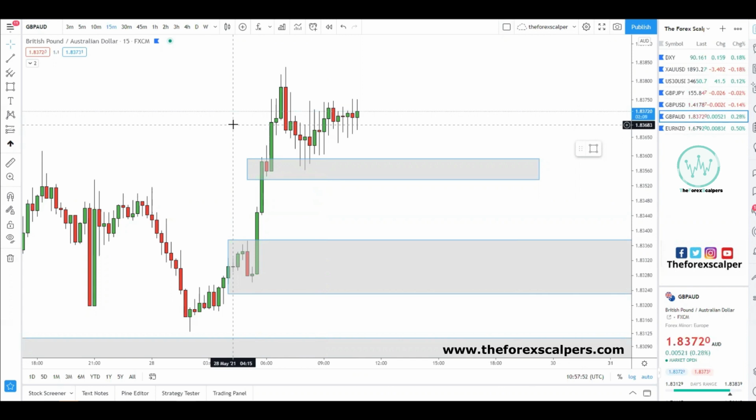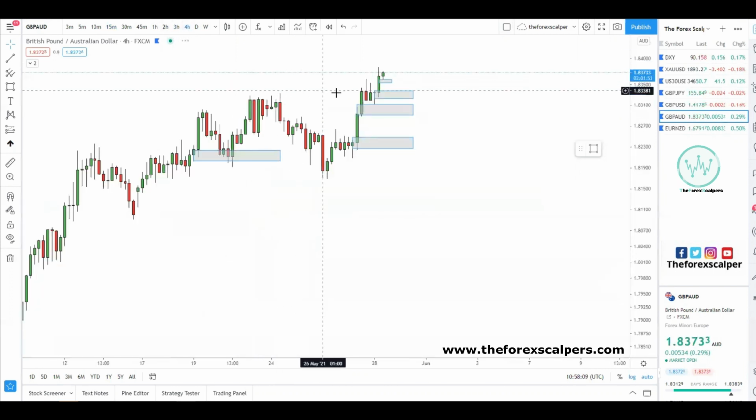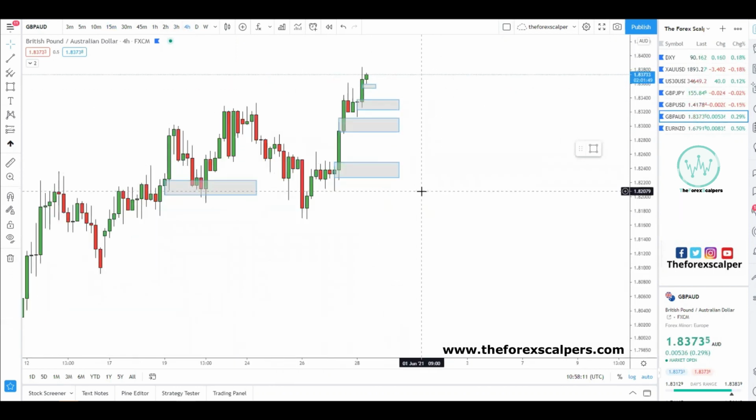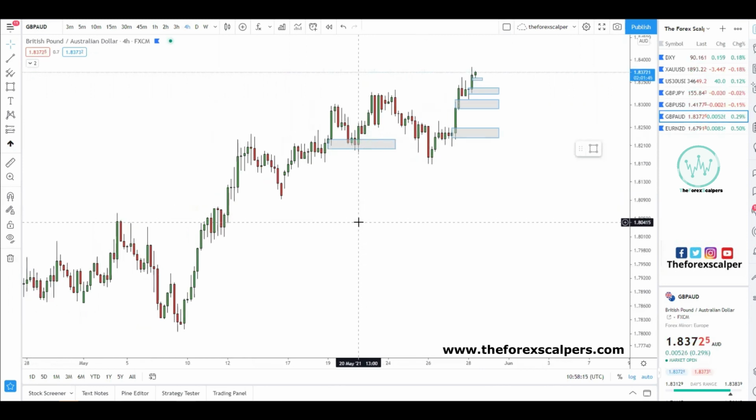So I respect all traders, even if you're trading support and resistance or trend lines, it really doesn't matter, as long as you are consistent, profitable, using the right money management, and following your plan. For example, we're looking at GBP/AUD right now. We as supply and demand traders benefit from momentum, and momentum you can find on the higher time frames.